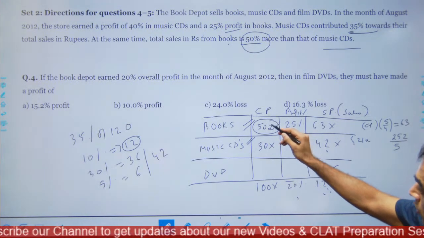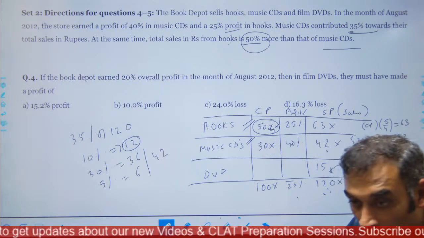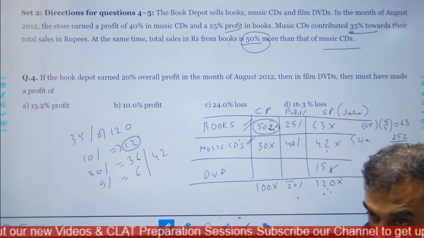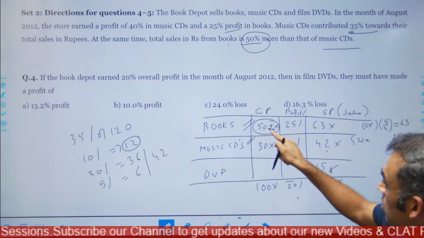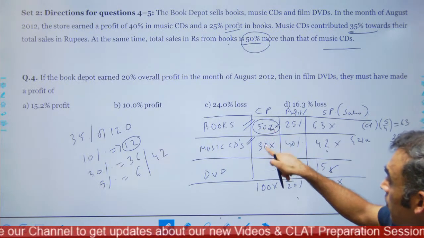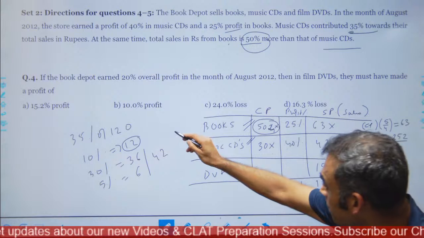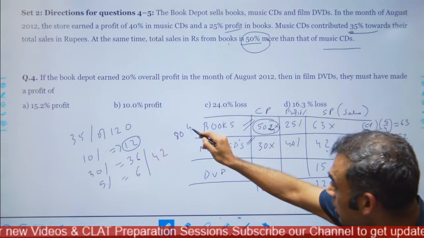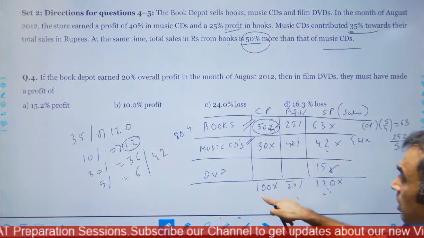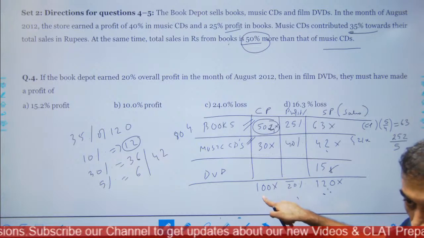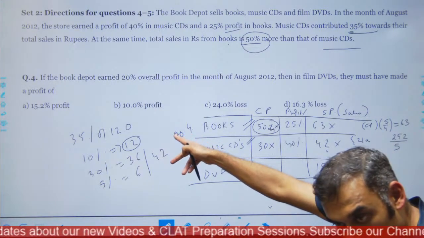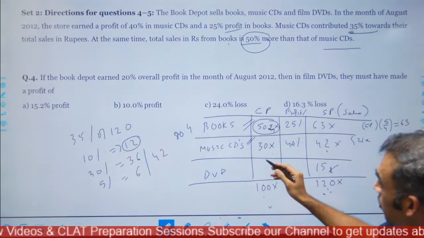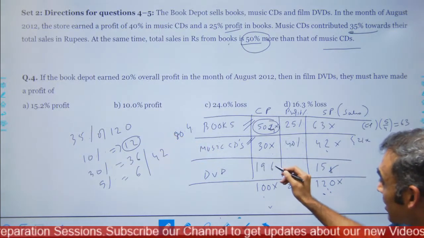0.4. Absolutely. 50.4. Yes, Pavni, that's right. So this together will become 80.4. What's the target? Our target is 100. So what is the balance? 100 minus 80.4. What is this value? 19.6.